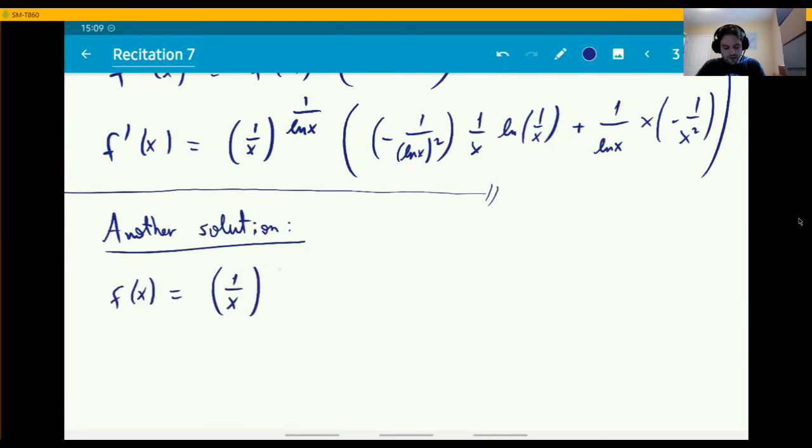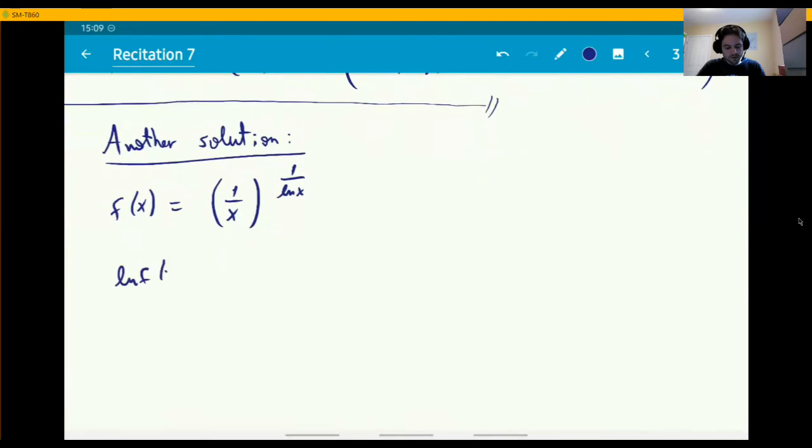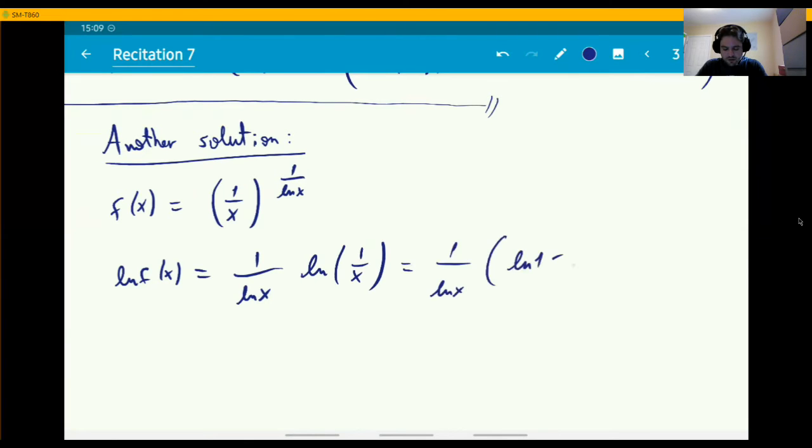So remember that we were trying to find the derivative of this function, this f of x. I'm going to find once again ln of f of x. This is how you would start the problem anyway. But now, if you remember your properties of logs, ln of 1 over x, or in general ln of any quotient, is equal to the difference of the ln's of numerator and denominator. And ln of 1 that you obtain here is 0.